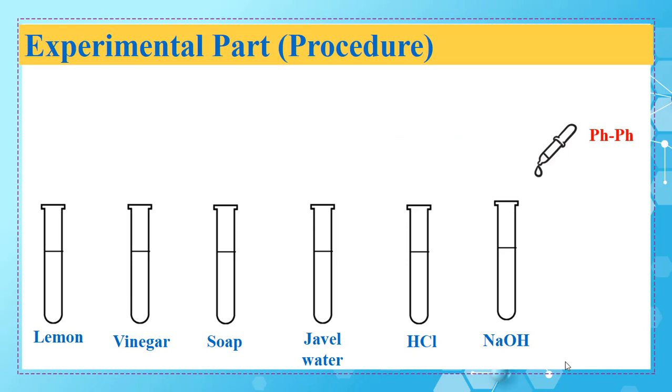Moving to the procedure. Lemon, vinegar, soap, Java water, hydrochloric acid, sodium hydroxide, each is placed in a separate test tube, and phenolphthalein, which is initially colorless, is added to each substance. Observe the color obtained and record your observations.